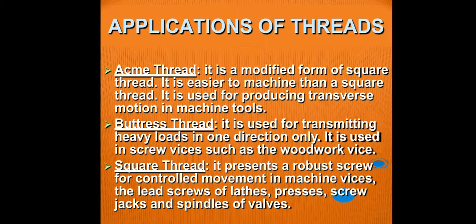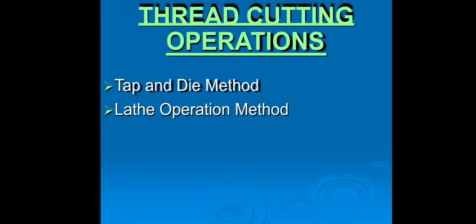Now the applications of threads. ACME thread is a modified form of square thread, and it is easier to machine than a square thread. It is used for producing a traverse motion in machine tools. Buttress thread is used for transmitting heavy loads in one direction only. It is used in screw vices such as woodwork vise. And a screw thread presents a robust screw for controlled movement in machine vices, the lead screws of lathes, presses, screw jacks, and spindles of valves.